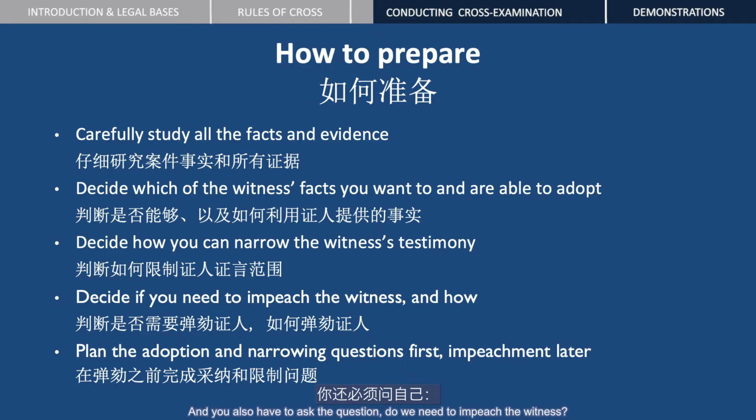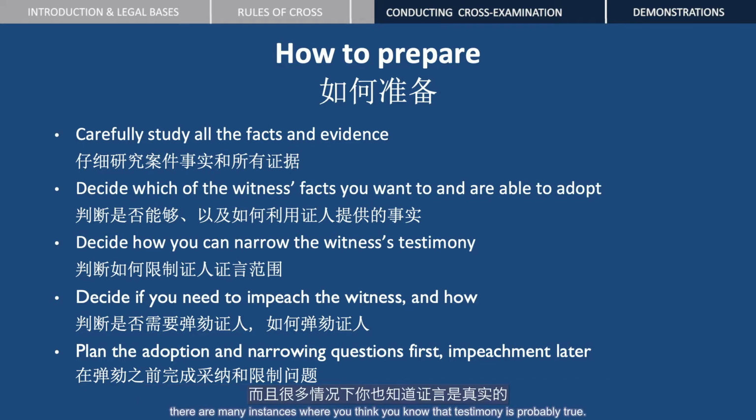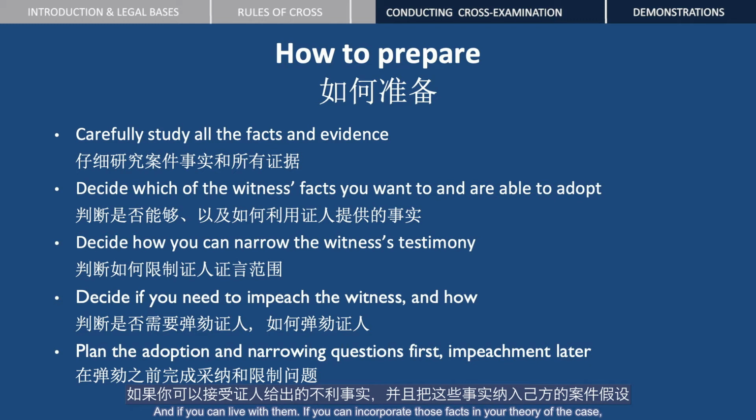You also have to ask the question, do we need to impeach the witness? It may be that you can live with the witness's testimony and you don't find it that harmful. There are many instances where you think that testimony is probably true and I have no real ability to impeach that testimony because the witness is telling the truth as to those facts. And if you can live with them, if you can incorporate those facts in your theory of the case, you have no need to impeach a witness. So I think it's an important point to emphasize that not all witnesses need to be impeached. Not by a long shot.